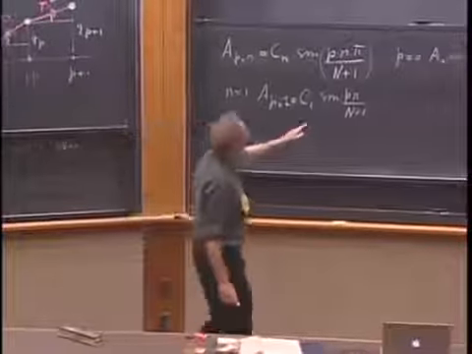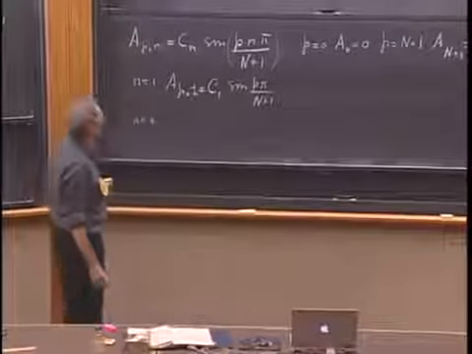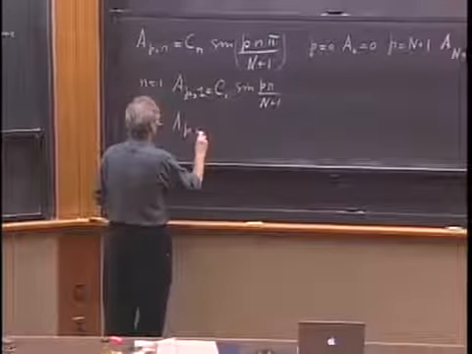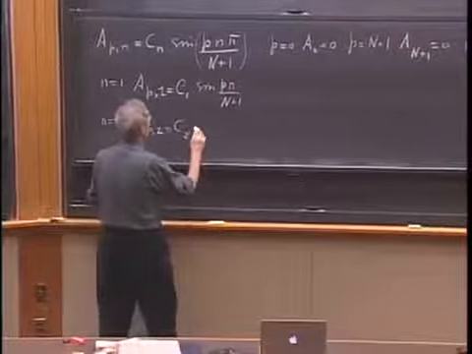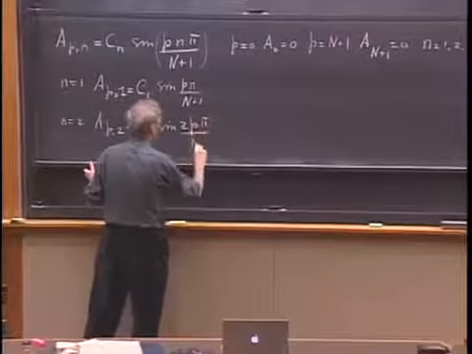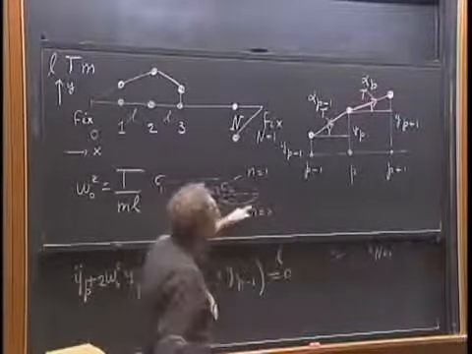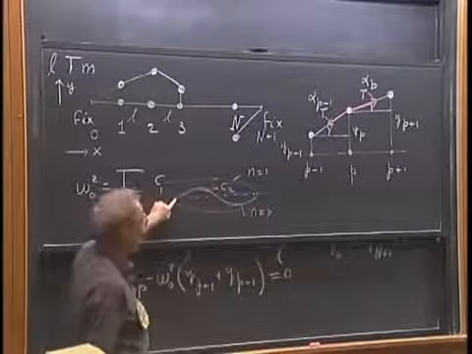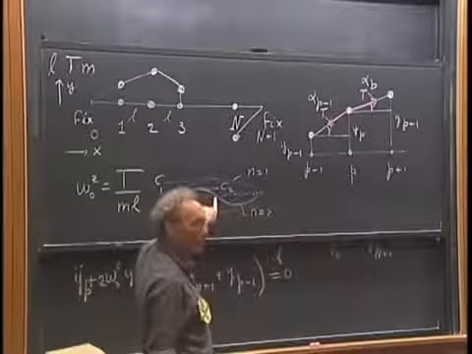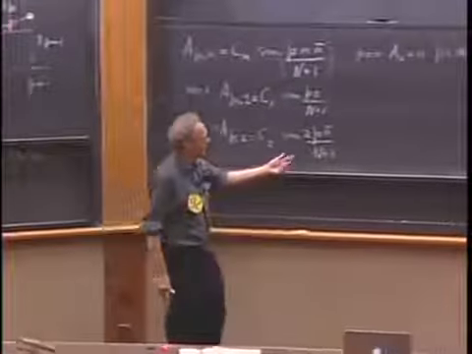So for particle number p, when p is 0, you see this goes to 0, and when p is N plus 1, this again goes to 0. So you see here that A P in mode 2 is now C2 times the sine of 2 p pi divided by N plus 1. And that exactly is this curve. Notice that if you put in p equals 0, you get a 0. If you put in p is capital N plus 1, you get a 0. But you will also find now a 0 precisely in the middle, when p is capital N plus 1 divided by 2.